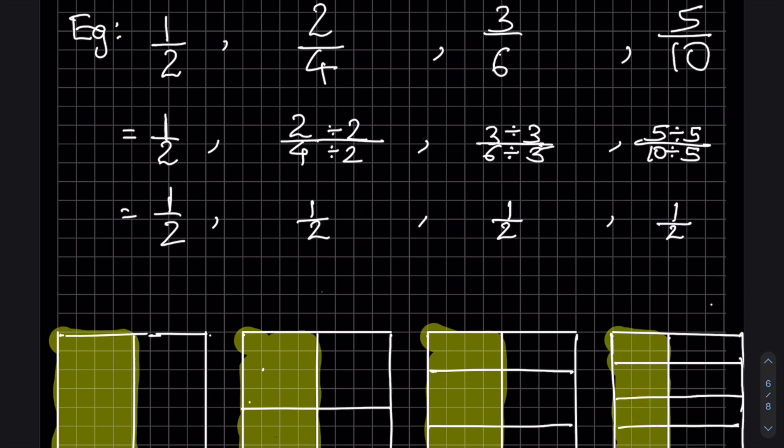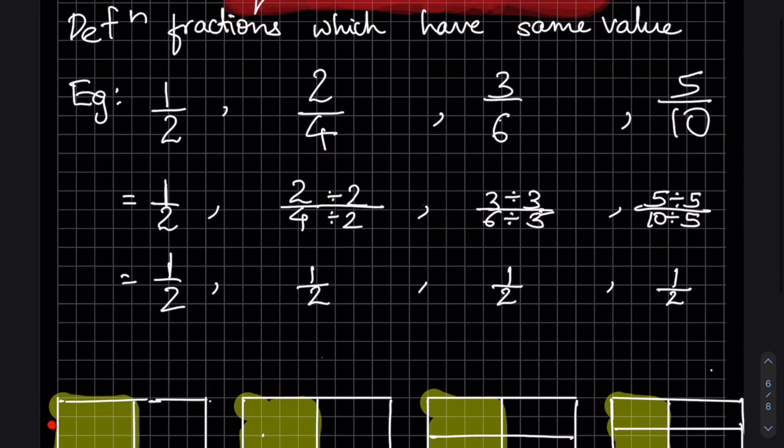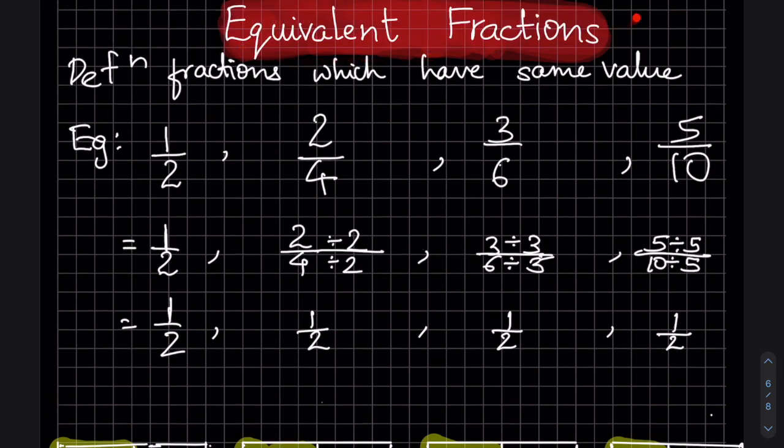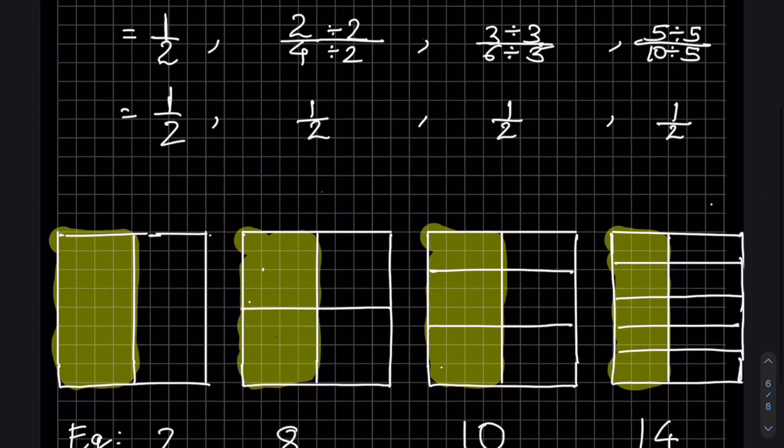So if you see the shaded portion in 1 over 2, 2 over 4, 3 over 6 and 5 over 10, all are the same. So which shows us again that fractions which have the same value but look a little different are called equivalent fractions. Let us see some more examples.